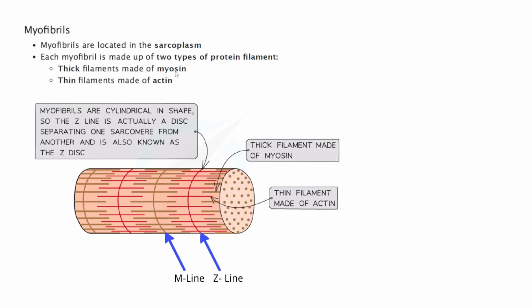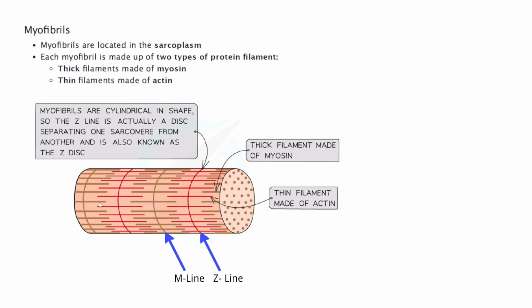The myofibrils are cylindrical in shape. The Z line is actually a disc. You can see here these two lines, the Z line and the M line. The Z line is the red line. It's not always red, it's just shown that way in this diagram. The Z line is the red line, and the M line is the brown line.